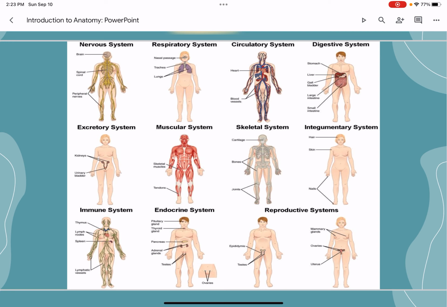The integumentary system provides protection, regulation of temperature, and prevents water loss. The lymphatic system fights infection and provides cellular fluids. The excretory system removes waste from the blood. The endocrine system secretes hormones. And the reproductive system produces sex cells for sexual reproduction.